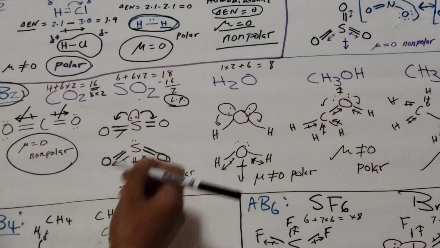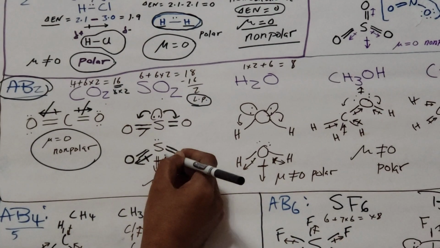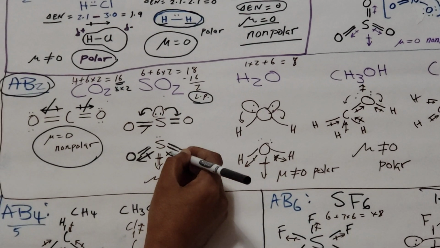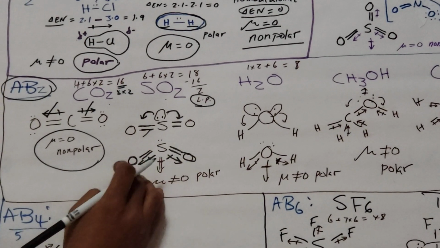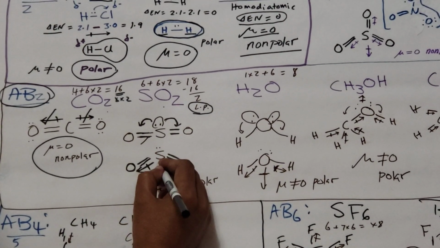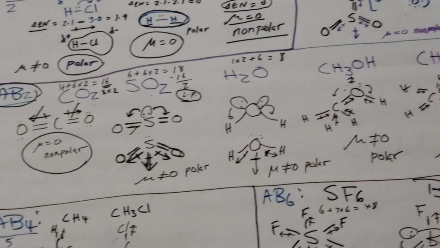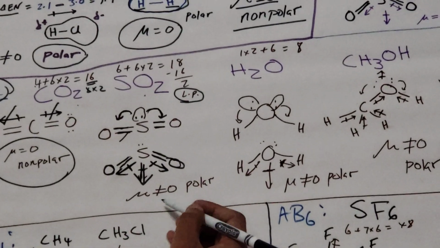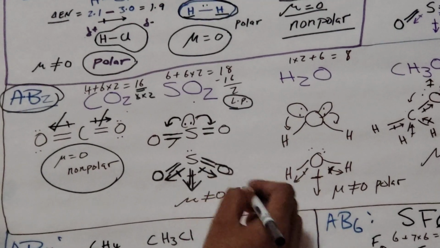Oxygen is more electronegative than sulfur, so oxygen will pull the bonding electrons, or the bonding electrons will spend most of the time on oxygen. So one dipole will be here, another there, and then the resultant dipole will be this way, right? Here the dipole moment is not zero, so this is why sulfur dioxide is polar.